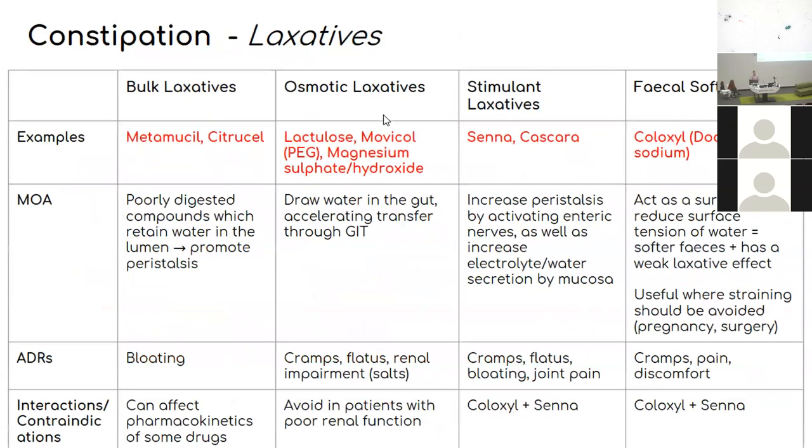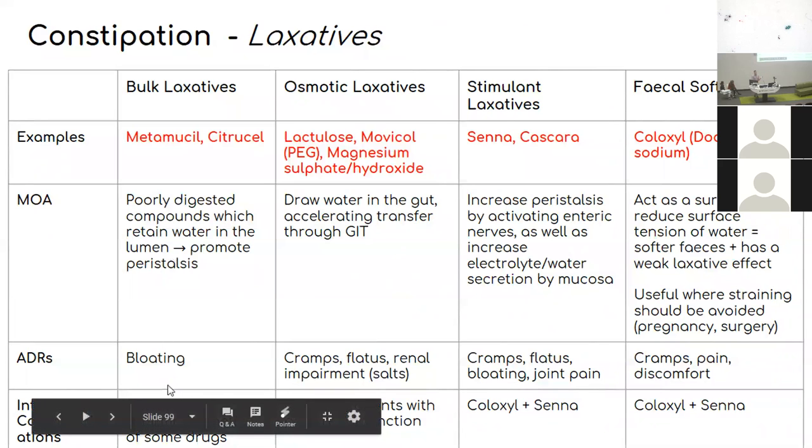In terms of constipation, there's a few types of laxatives, and I recall this being on every exam ever, so don't forget about them. So the bulk laxatives are kind of like your first line ones that you get from the supermarket, like your Metamucil and Citracel. I've never heard of Citracel, but Metamucil. So they're just poorly digested compounds which stay in your gut, help retain water and just kind of stretch the gut a bit more and promote peristalsis. So you can imagine you sometimes get bloating or even diarrhea.